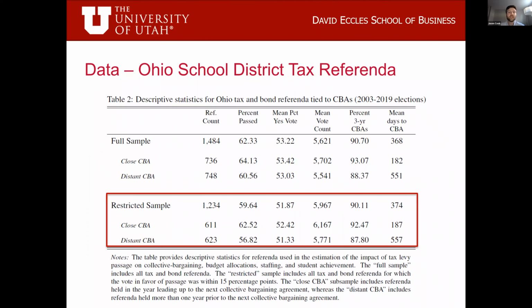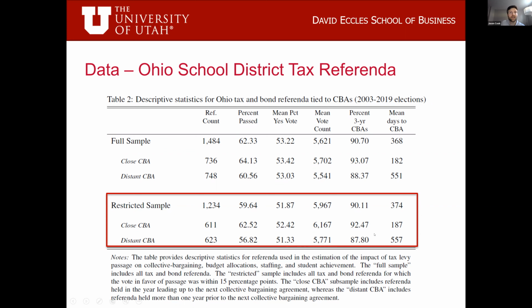Okay, so this just gives you some information about some of the tax referenda for the close and distant districts, as we talked about. We focus on this restricted sample. We zoom in on votes that are happening within 15 percentage points of the threshold, and then we also limit it to districts that have on-time collective bargaining schedules. They're on this 3 or 4 year set schedule, and that's going to be the feature here. As we talked about earlier, most of the votes are right around 50%, which is what you'd expect.